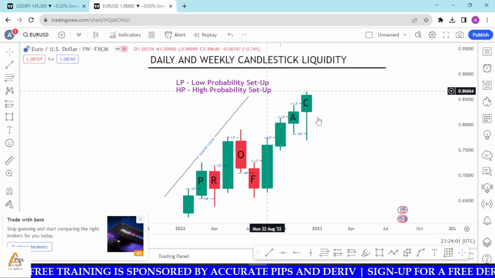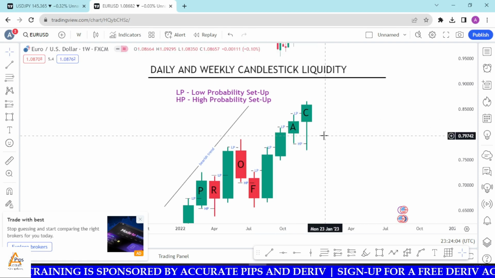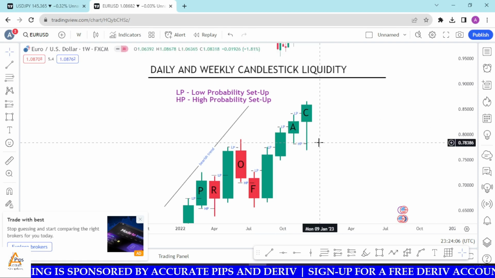So as I said, this same thing applies on weekly candles and daily candles, and I'm going to show you in the live chart right now. So stay with me and then we will get into that.